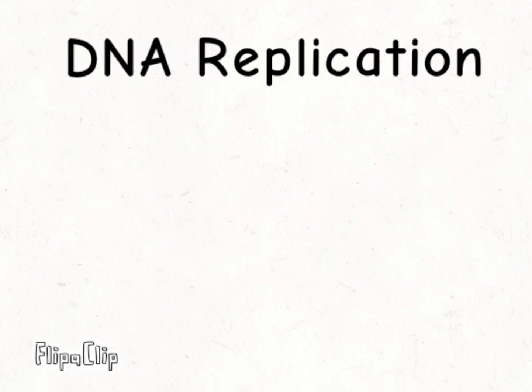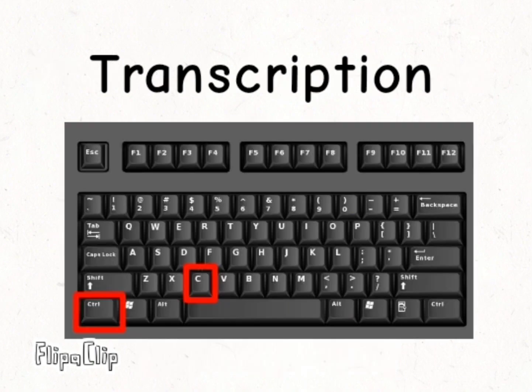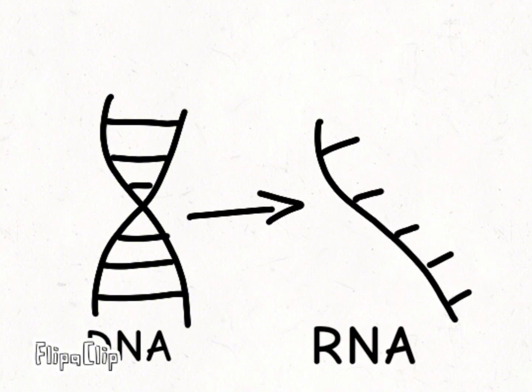Once DNA replication is complete, cells also need to use DNA to make proteins. And this is what's called protein synthesis, and it mainly consists of 2 parts: transcription and translation. And it begins with the process called transcription. Transcription is the process of making a messenger RNA, aka mRNA, copy of a gene.